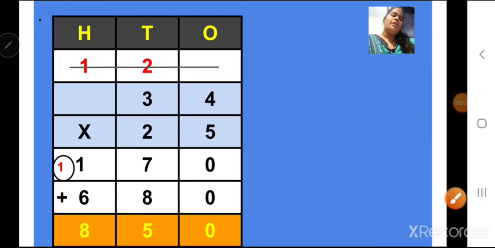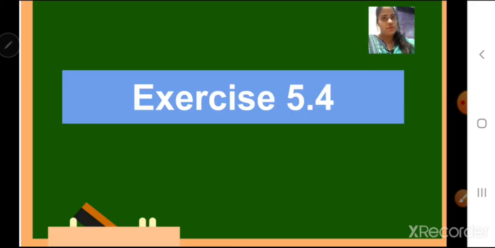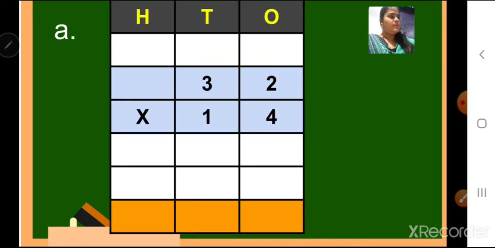Now we are going to solve a few more sums from exercise 5.4. So take out your textbook and your notebook. In exercise 5.4, question number 1 we have already done, correct? So we are going to do question number 2 now, from page number 64. Question number 2 is: find the following products. So children, you are going to solve it in the textbook itself and write the answers.